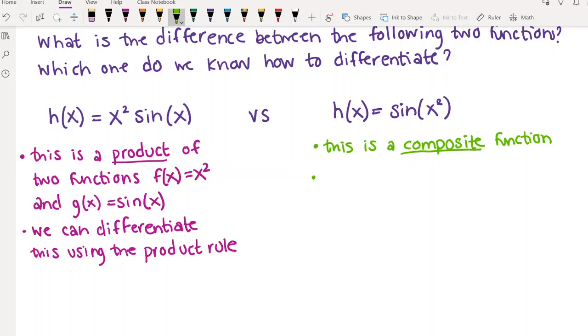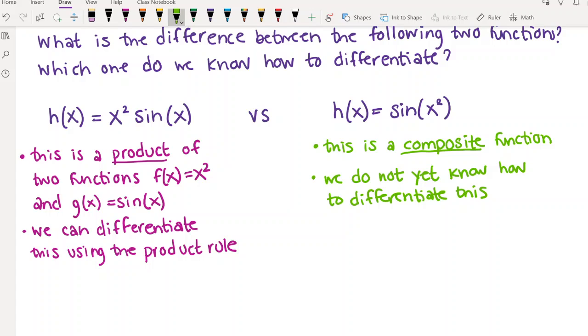And so basically, we do not yet know how to take the derivative of this. That's what we're going to get to today. We're going to use something called the chain rule to take derivatives of functions that look like this. So we do not yet know how to differentiate this.